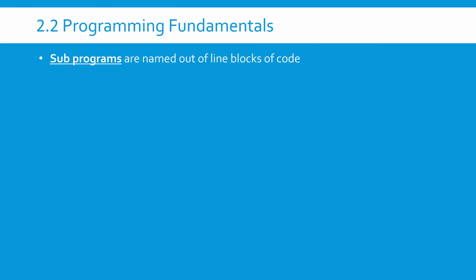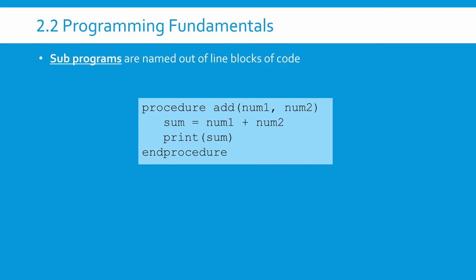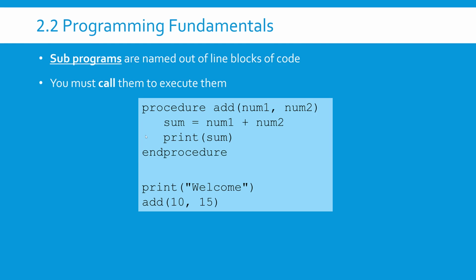Now looking at subprograms, also called subroutines, which are named out-of-line blocks of code. Well, a block of code is just some lines of code, and they've got a name. So add is my subprogram in this case. This is a procedure, which is a type of subprogram. Out-of-line means that we generally define these, which is what this is here, usually in a different place to where we actually run the code. We actually run the code when we call them. Okay, so calling them will execute the subprogram.